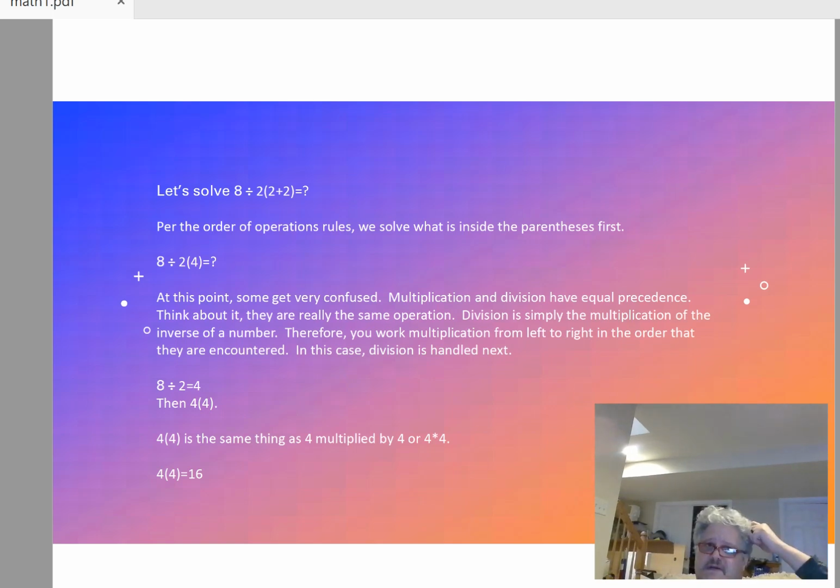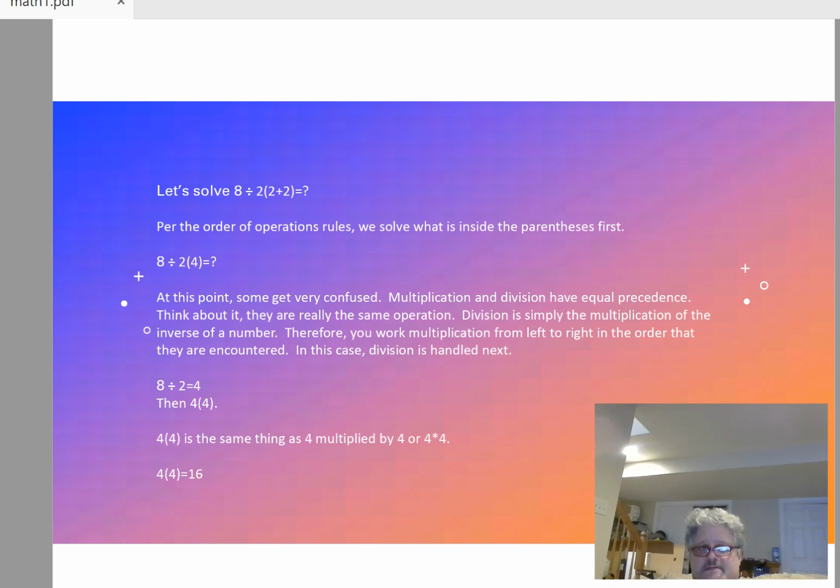So let's go ahead and take a look at the problem that's here. That's 8 divided by 2 times 2 plus 2 in parentheses. So per order of operations rules, we've got to look at what's inside the parentheses first. What's inside the parentheses is 2 plus 2. 2 plus 2 is 4. So we break the problem down to now where we have 8 divided by 2 times 4.